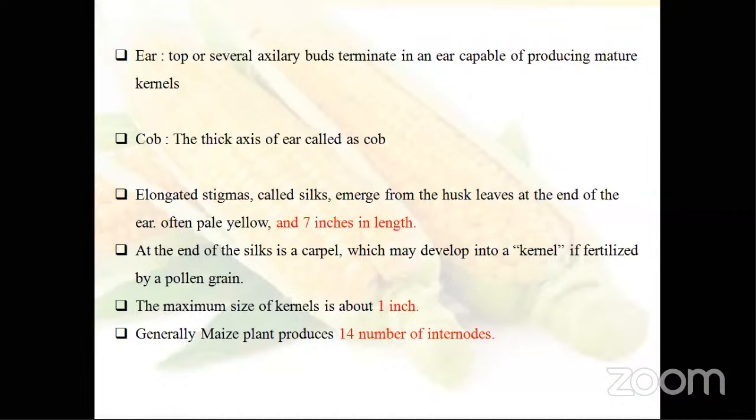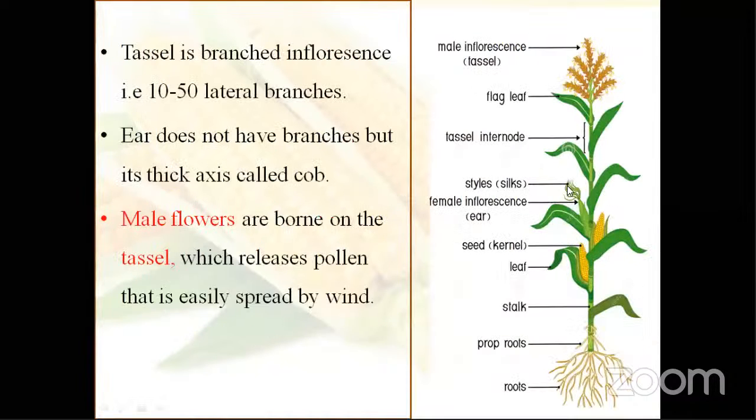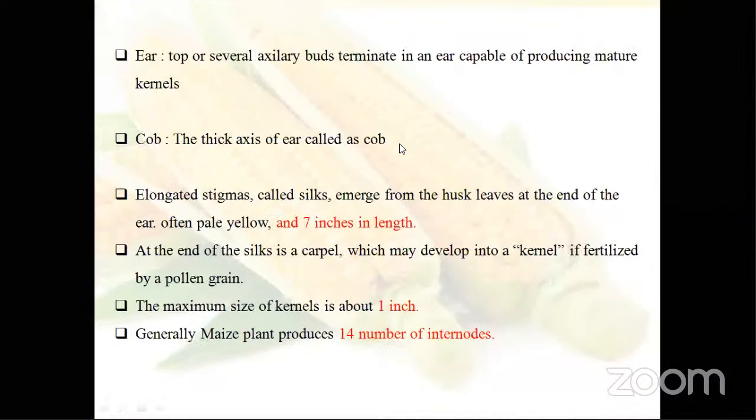An ear is a top or several auxiliary buds capable of producing mature kernels. The top or auxiliary buds modify into ears and further produce kernels. Then the cob: the thick axis of the ear is called the cob.